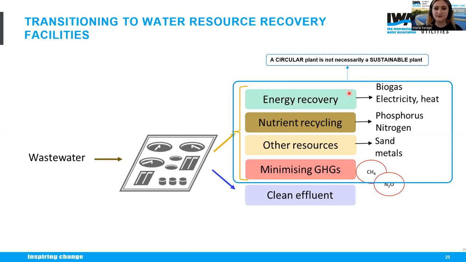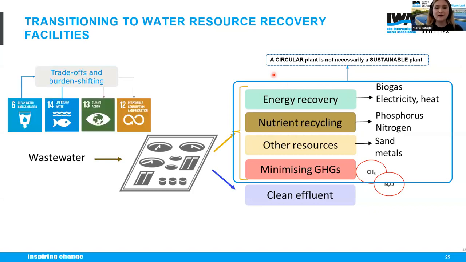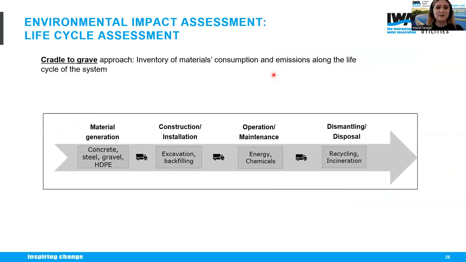Although it's very good to be circular, we also need to pay attention to transitioning to circular plants without increasing, for example, energy consumption or chemicals. We therefore need decision support tools that are able to catch these trade-offs. One of these methodologies is, of course, life cycle assessment. I'm very lucky, because before me, Owen has explained life cycle assessment. But briefly, I can tell you a little bit about it too.